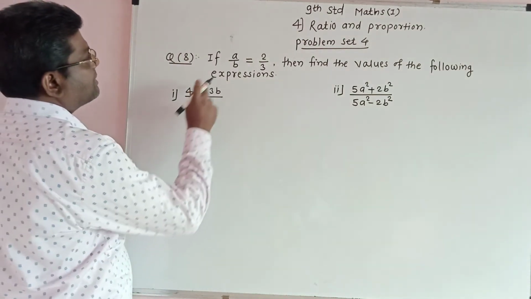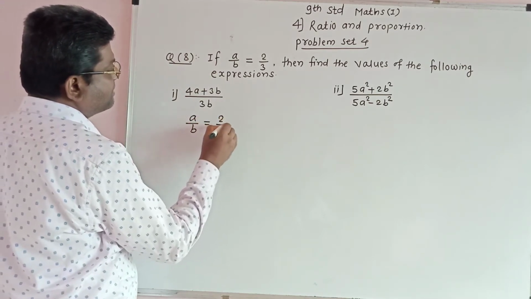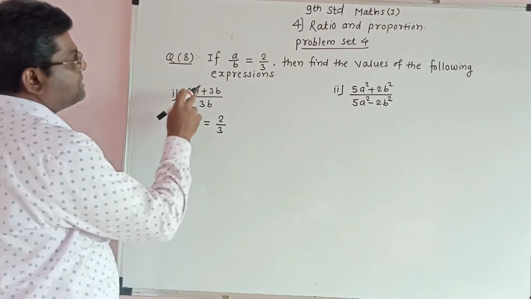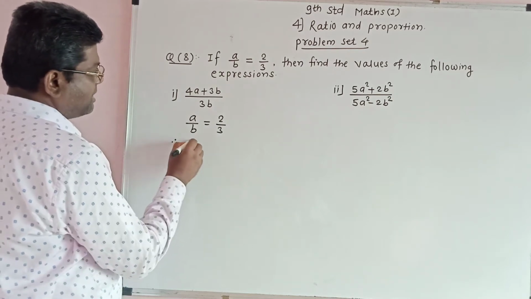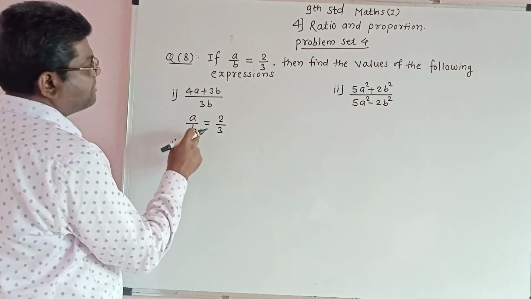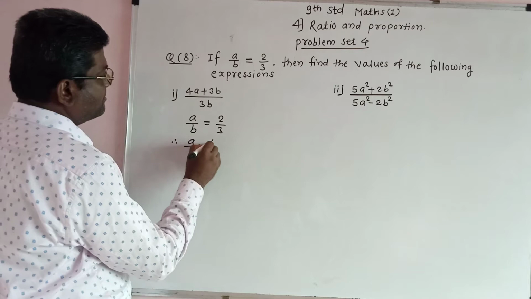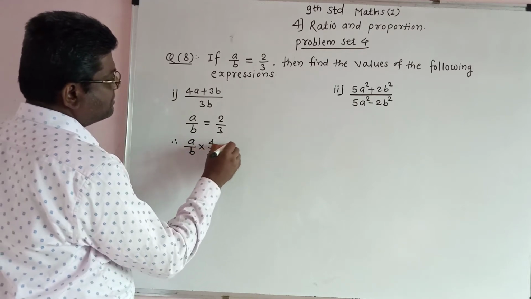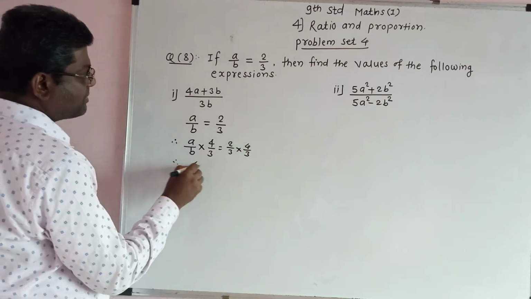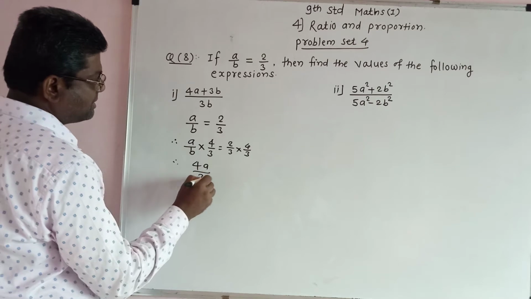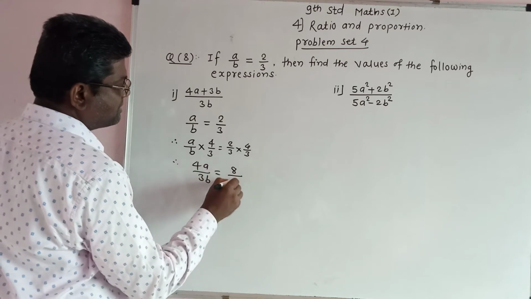Number 1, here we have given A upon B is equal to 2 upon 3. In the example, the coefficient of A is 4 and the coefficient of B is 3. Therefore, we have to multiply this A by 4 and this B by 3. Therefore, we multiply both sides by 4 upon 3: A upon B into 4 upon 3 is equal to 2 upon 3 into 4 upon 3. Therefore, 4A upon 3B is equal to 4 into 2, 8, and 3 into 3 is 9.